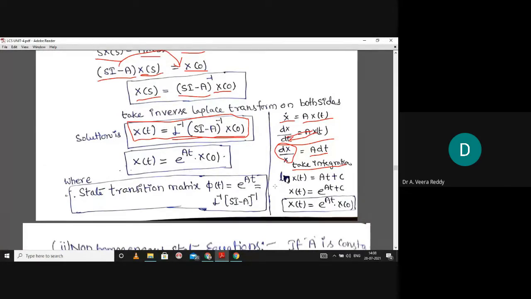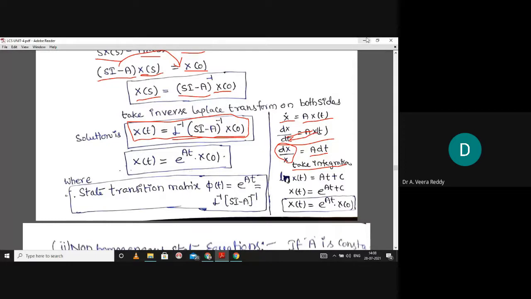Therefore, the integral of 1 by x dx is nothing but ln x of t. And the integral of A dt is A t plus some constant. Normal integration only: ln x of t equal to A t plus some constant.